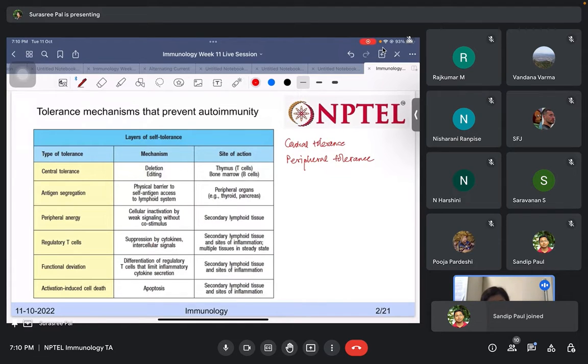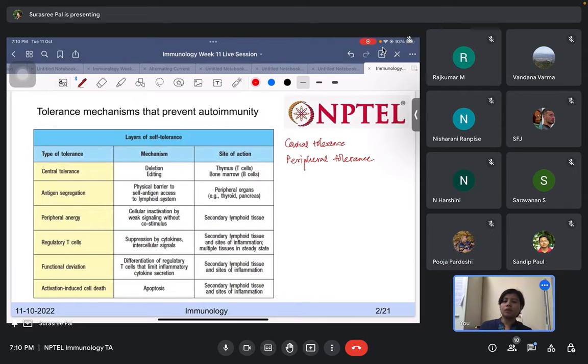Central tolerance means that when the T cells and B cells are developing in the thymus or the bone marrow, right, before they go to the peripheral lymphoid organs, they are maturing in the thymus or the bone marrow. There, the kind of tolerance mechanisms that are programmed in these T and B cells, that is called central tolerance.